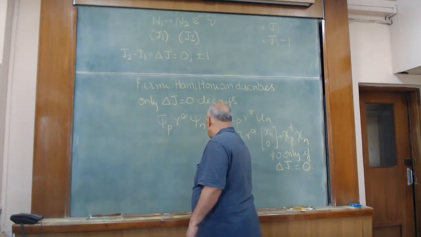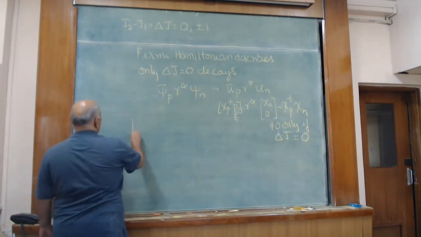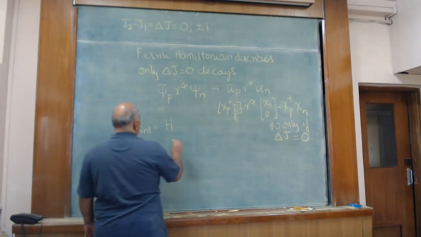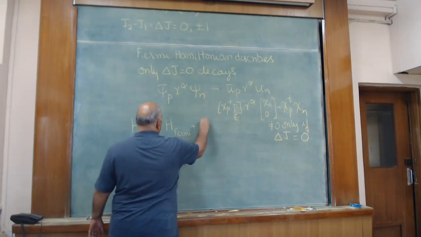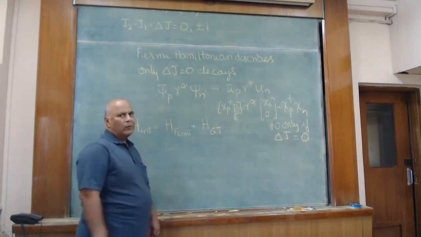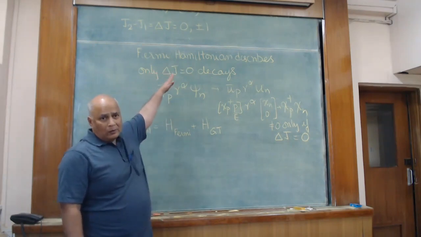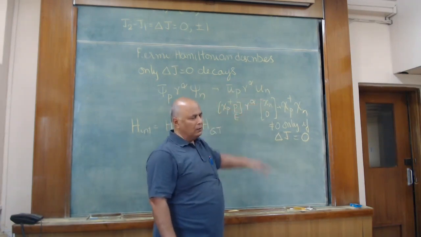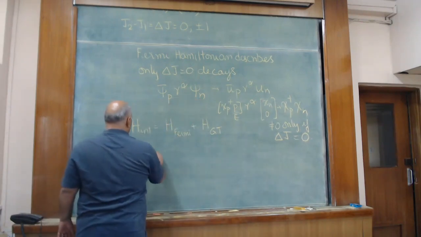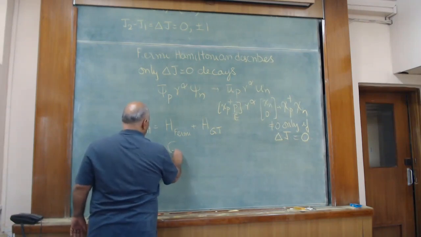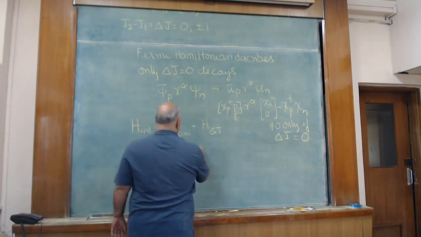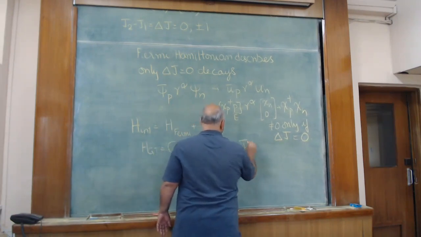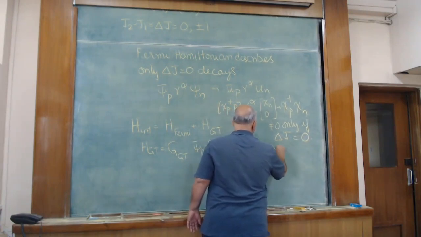So people said the interaction has two parts. One we call the Fermi and one is called Gamow-Teller. And Fermi is what I wrote, the product of this times the corresponding electron neutrino current. And the Gamow-Teller part, we call it G Gamow-Teller, psi bar p, gamma alpha, gamma 5, psi n, psi bar e, gamma alpha, gamma 5, gamma u.